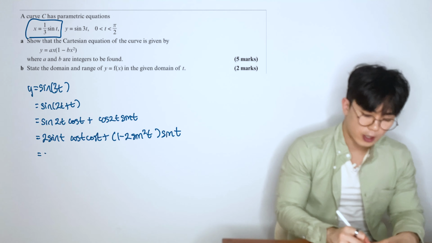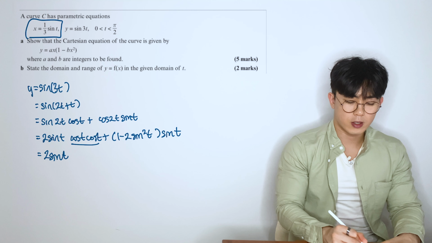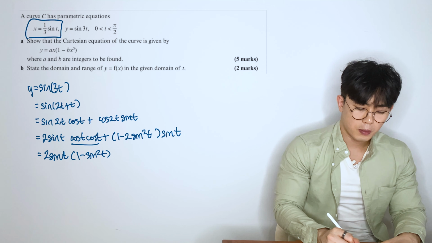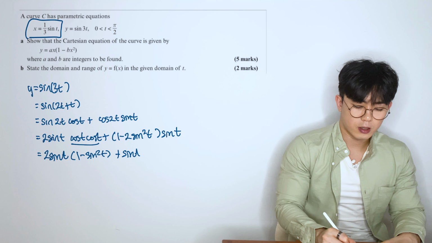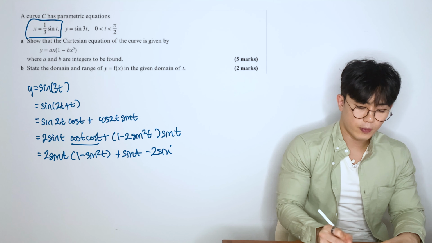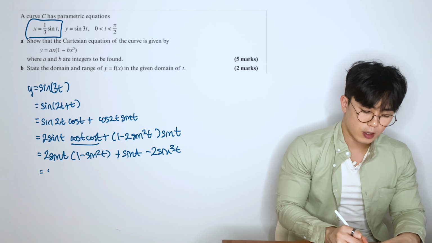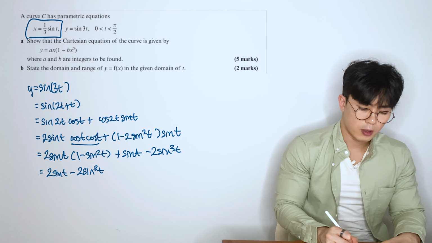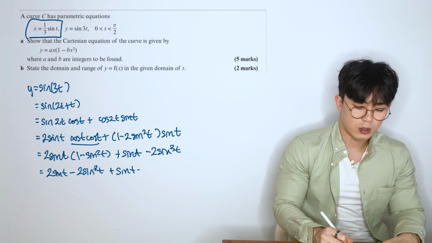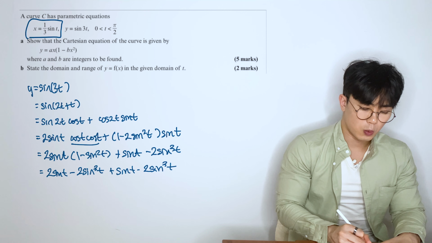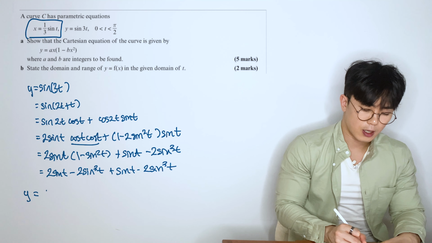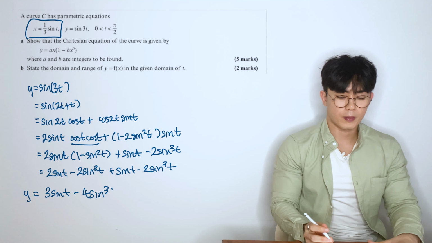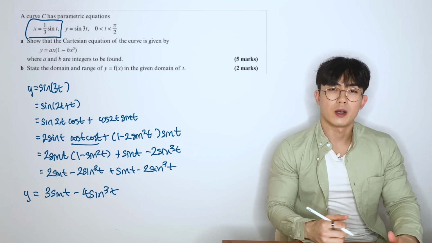So 2 sine t, this is cos squared, so I can rewrite it as 1 minus sine squared because we want everything in terms of sine, plus sine t minus 2 sine cubed t. This will be 2 sine t minus 2 sine cubed t plus sine t minus 2 sine cubed t. So y is equal to 3 sine t minus 4 sine cubed t. So we've got everything now in terms of sine t, right?